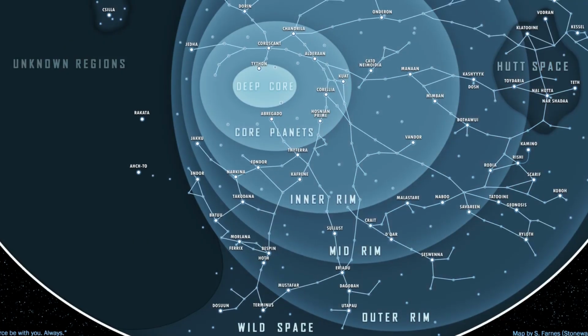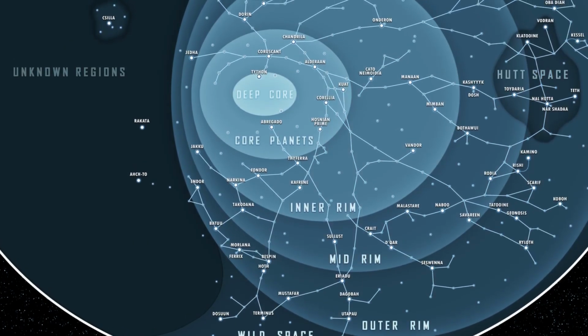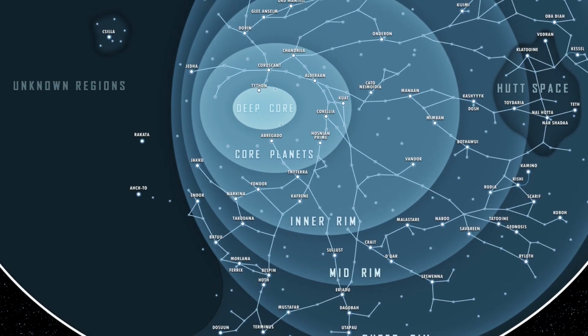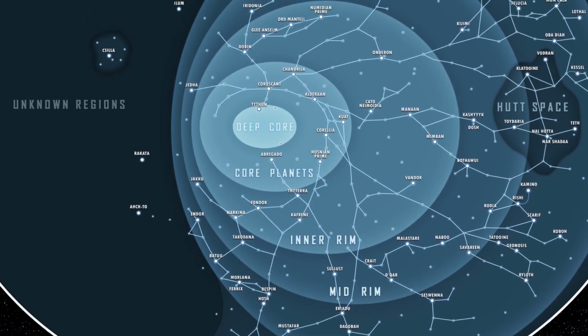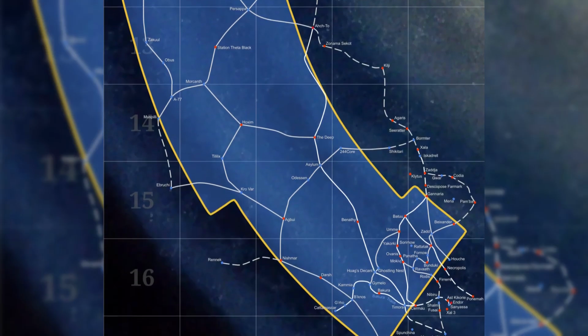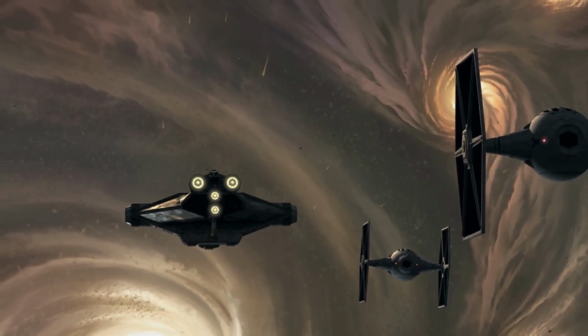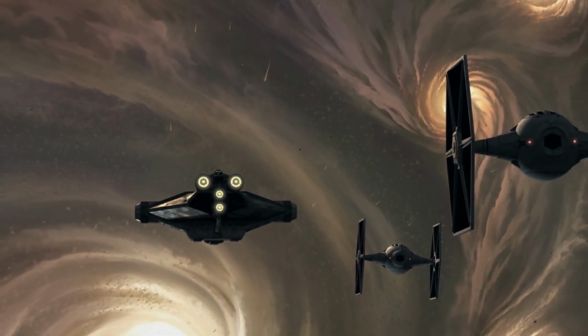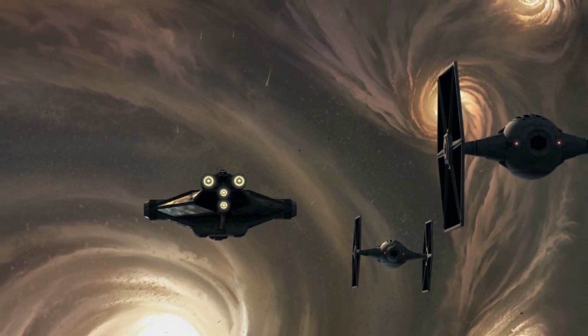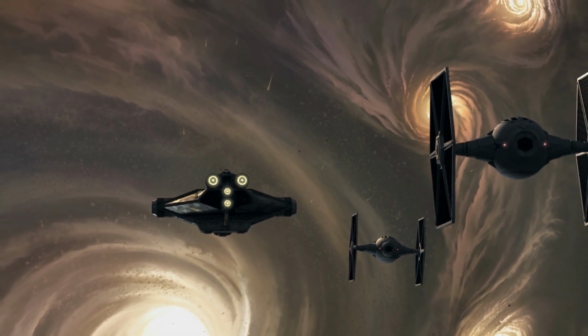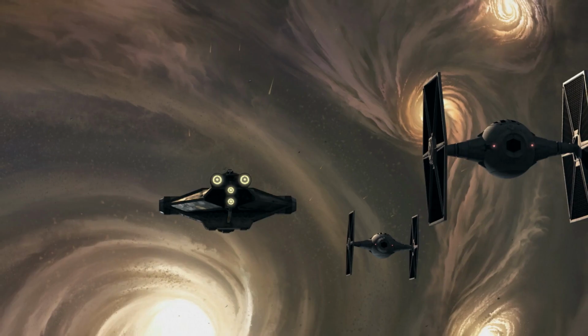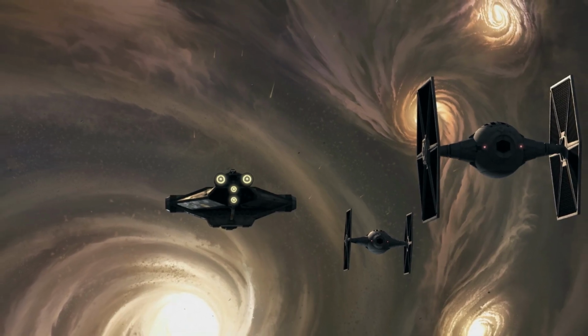Finally, we hit wild space. These are worlds that are charted but exist on the outer edges with limited official governance. And beyond wild space, the unknown regions. Charted by few, navigated by even fewer. The unknown regions are full of gravitational anomalies, strange phenomena, and hidden dangers. Think of them as the final question mark in Star Wars geography, where major powers have rarely expanded successfully. We'll get deeper into that shortly.